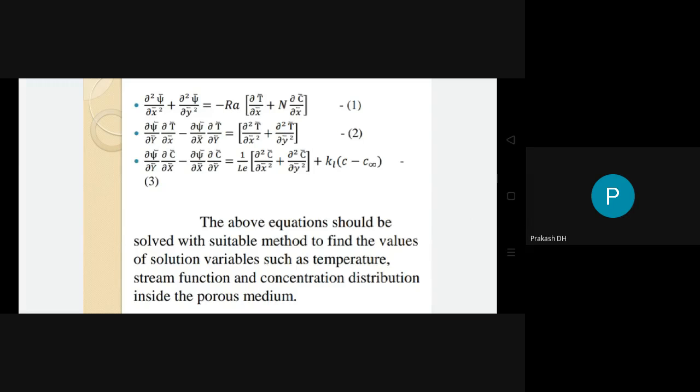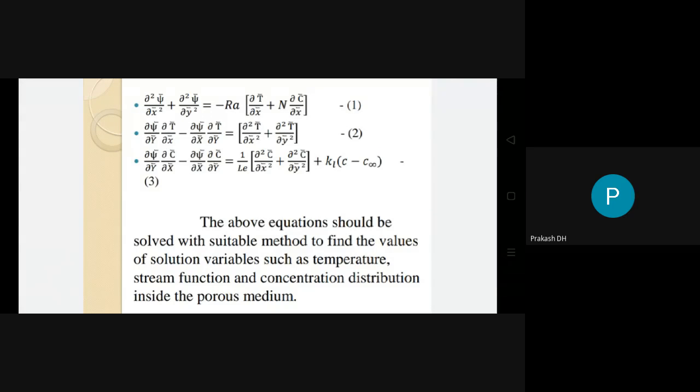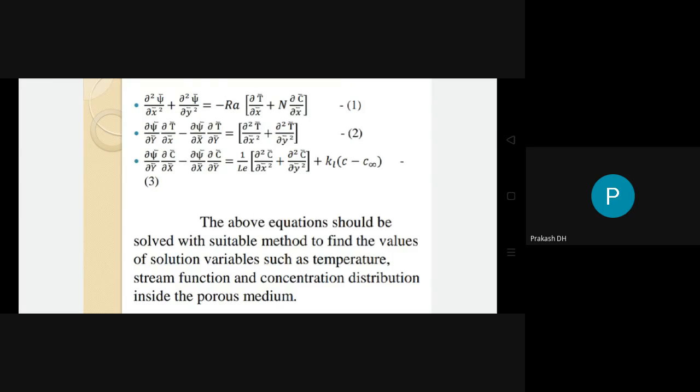Xi represents the heat transfer, sir. Okay, that is T, but what is Xi? It is a chemical reaction, sir. Then what is meant by C? Sorry, sir, C is only chemical reaction. So Xi means mass transfer, sir. Stream function. Okay, so Xi is a stream function.